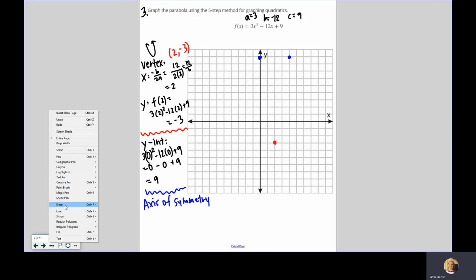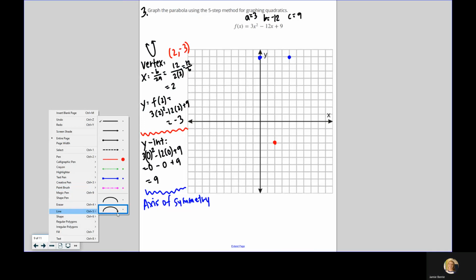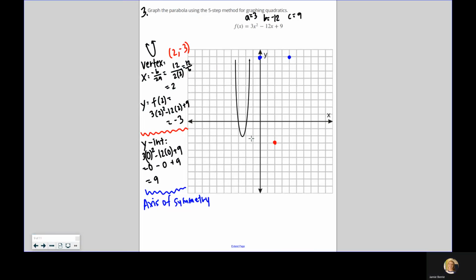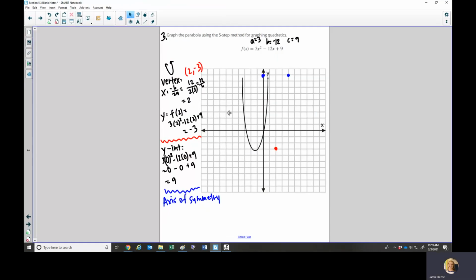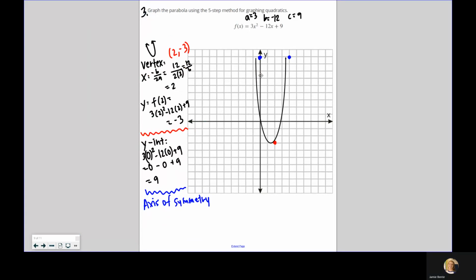Let me see if I can make this. Oh yeah, that's going to look great. It's probably going to be easier for you to just draw it on your own paper. But I wanted to make this look neat, so I'm going to use this little function on the Smart Notebook.